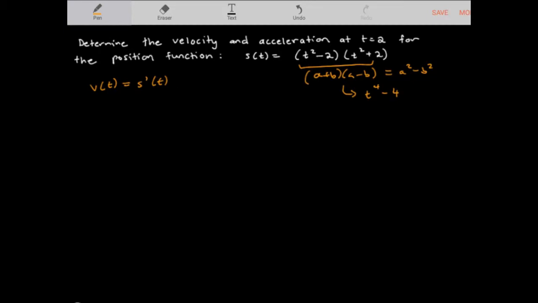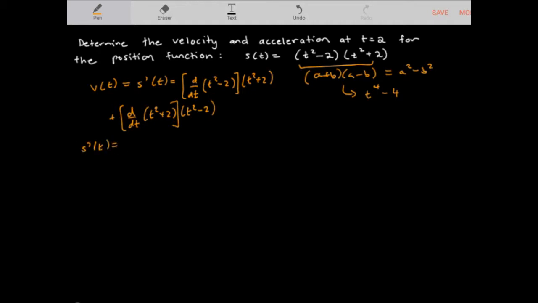So if I'm utilizing the product rule, you do the derivative with respect to t. I'm going to do the derivative of the first term on the left, t squared minus 2, times t squared plus 2, plus the derivative of the right factor, t squared plus 2, times t squared minus 2. This gives me 2t times t squared plus 2 plus 2t times t squared minus 2.